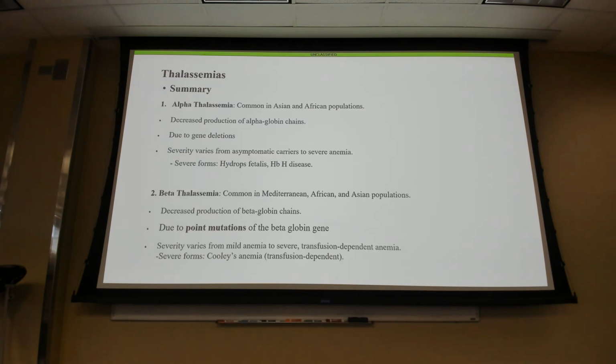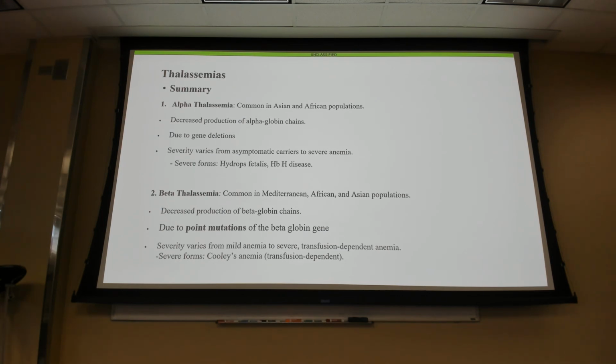Thalassemias. All right, so alpha, yep, Asian, African, we talked about. Decreased alpha chain production. Yep, the severe, right? The hydrops fetalis or the hemoglobin H disease. Those are the last two on the list there. Sir, would the Mentzer index be something that the lab would provide you with, or is that on you to calculate if you really want to know? That's on you. Okay, we own that one if we want it.